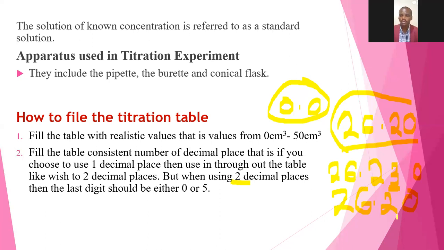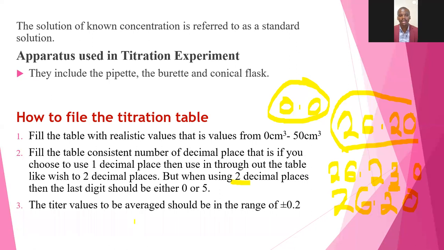The decimal places should be consistent. If you have chosen to use 1 decimal place, use it throughout the table. If you have chosen to use 2 decimal places, also use it throughout the table and ensure that the last digit after the decimal is 5 or 0. Very important.